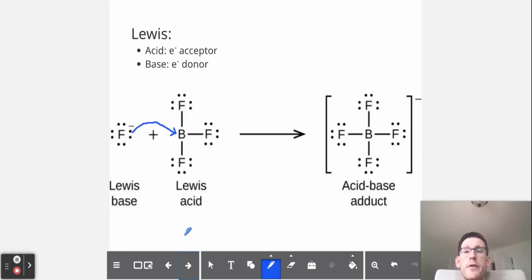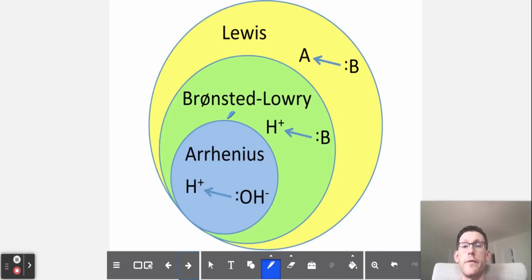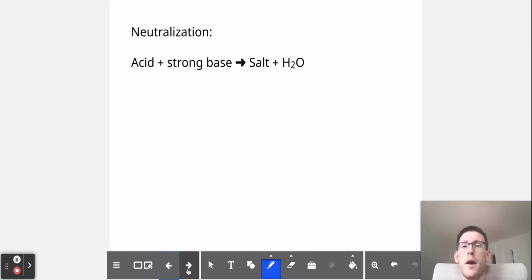Our final definition of acids and bases is the Lewis definition, wherein acids are defined as electron acceptors and bases are defined as electron donors. The Lewis definition expands on the concept of an acid because not only H+ is capable of receiving electrons. For example, BF3, where boron is lacking electrons, can behave as an acid according to the Lewis definition. This graphic portrays well the differences between the 3 definitions and how narrow the Arrhenius definition is versus how broad the Lewis definition is. On to some definitions.